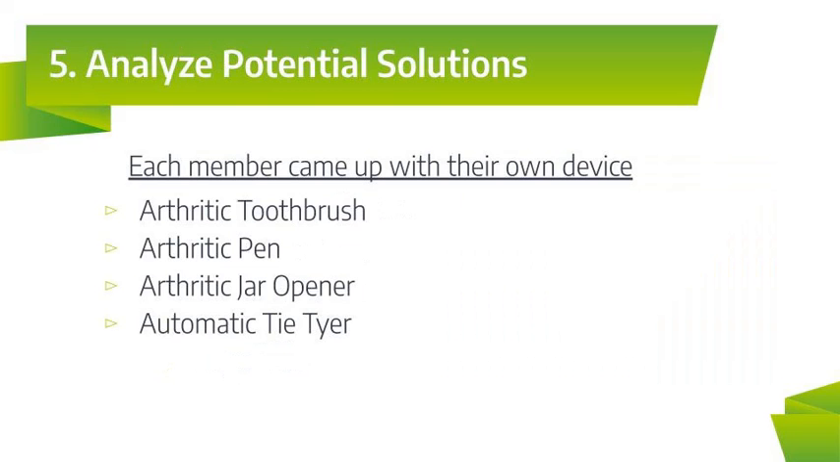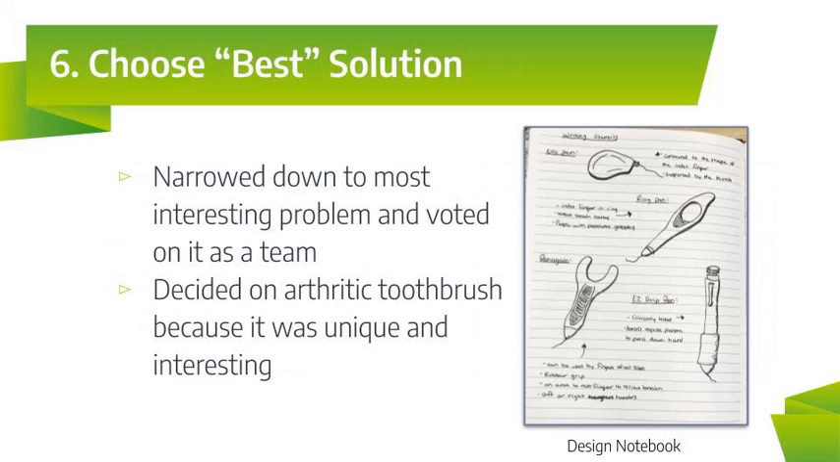We then decided to split up these problems among the members so that each person could research and analyze potential solutions for their problem. The solutions that each person came up with were an arthritic toothbrush, pen, jar opener, and an automatic tie tier. After presenting our ideas to the group, we voted on the best solution as a team. We decided to go with the arthritic toothbrush because the current toothbrushes marketed for people with arthritis were not effectively designed, and we felt that we could create something better.